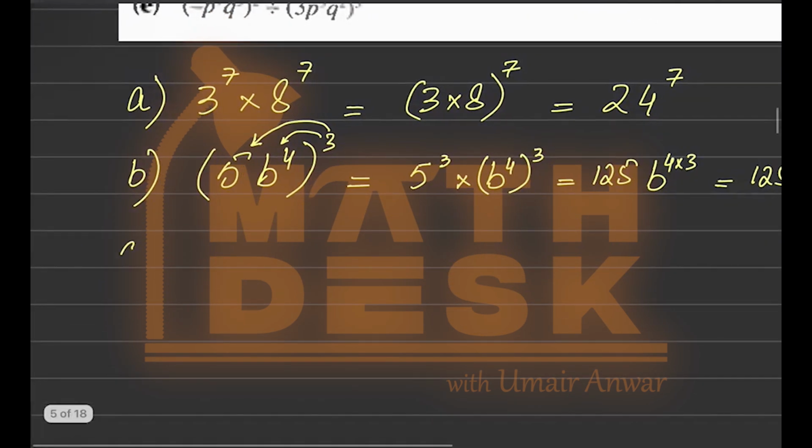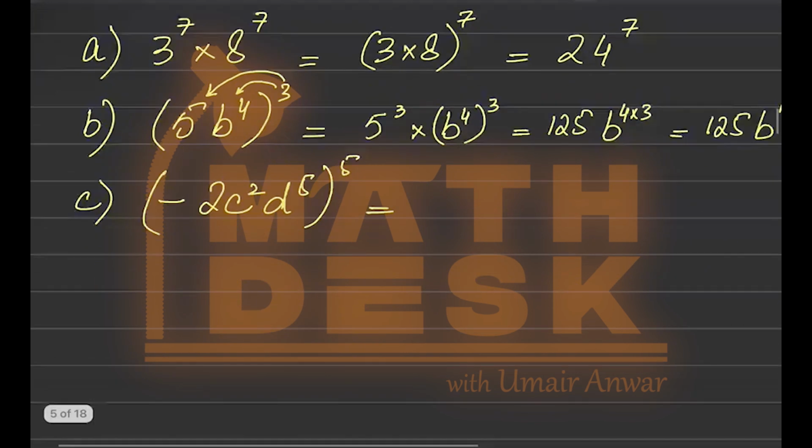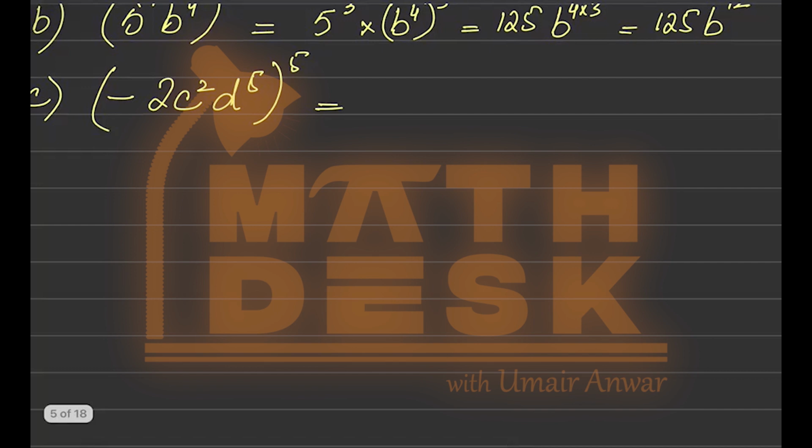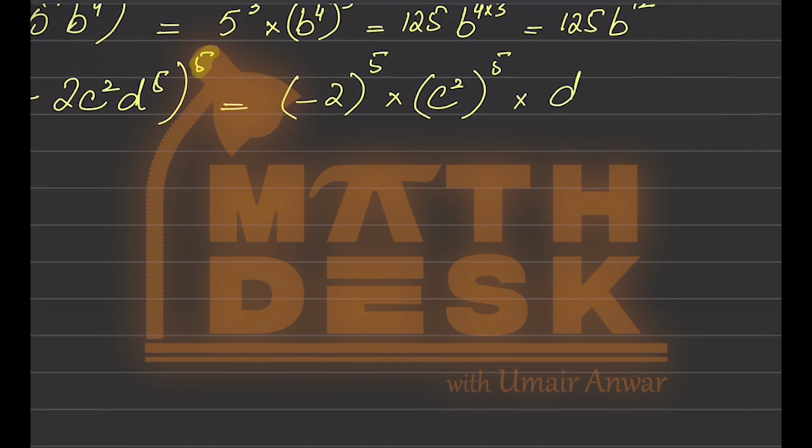In part C, it says (minus 2 c square d raised to 5) and all these factors raised to 5. Again, the whole index should be applied on each of the factors. So the first factor is minus 2, and we will be writing minus 2 raised to 5. The second factor is c square, which would be written raised to 5. And the third factor is d raised to 5, which is to be written (d raised to 5) raised to 5. Now, minus 2 raised to 5.